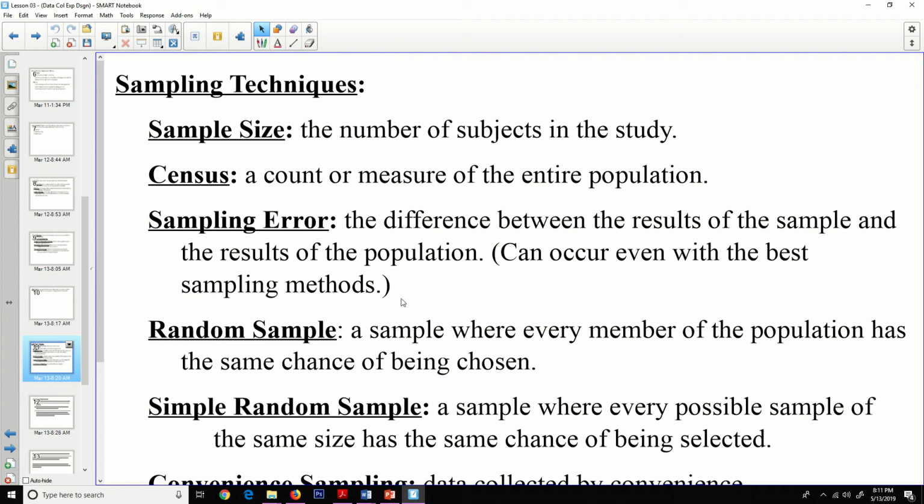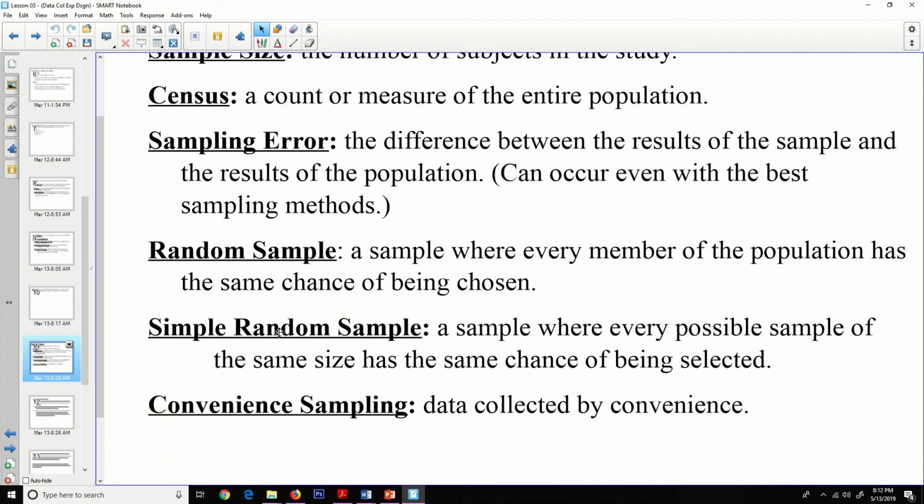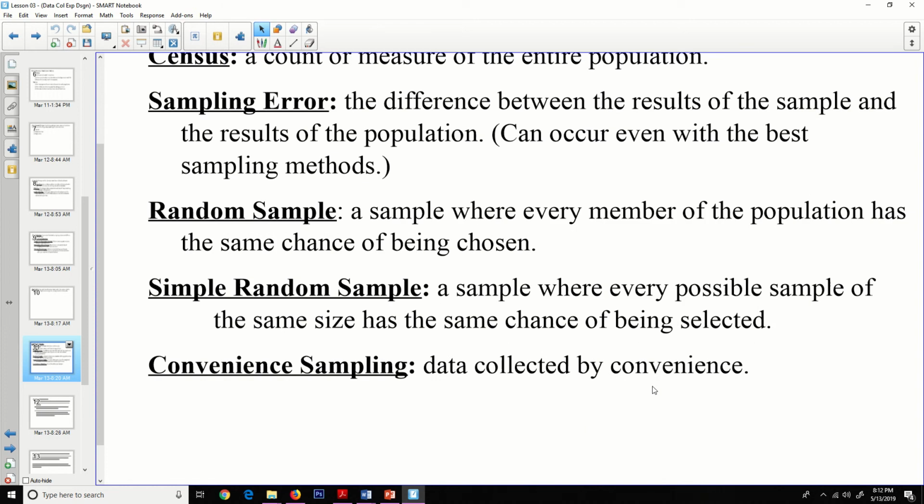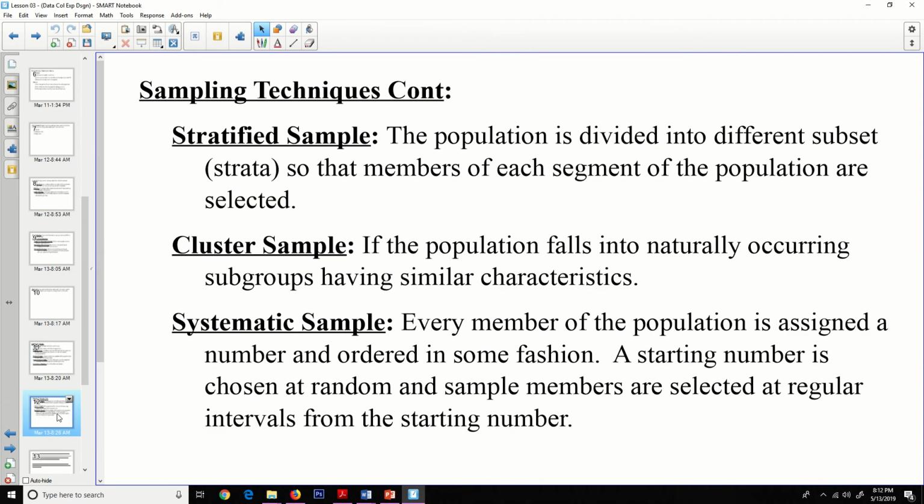So if your average of something for your sample is different than your average for your population, or the entire population, we have sampling error. A random sample is a sample where every member of a population has the same chance of being chosen. A simple random sample is a sample where every possible sample of the same size has the same chance of being selected. And convenience sampling is data collected just by convenience. This one's probably the worst one, but you can figure that out.